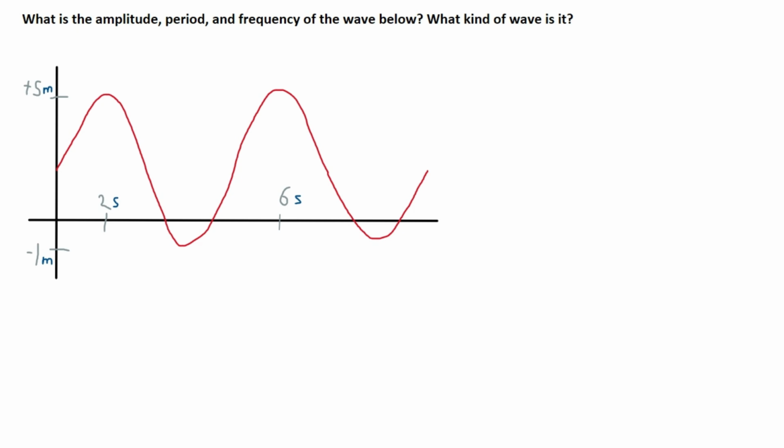What is the amplitude, period, and frequency of the wave below, and what kind of wave is it? So, the amplitude: we see that the wave goes from positive 5 meters to negative 1 meters. So this can be expressed as 5 minus negative 1 divided by 2, which is equal to 6 divided by 2, or is equal to 3. So the amplitude is equal to 3.